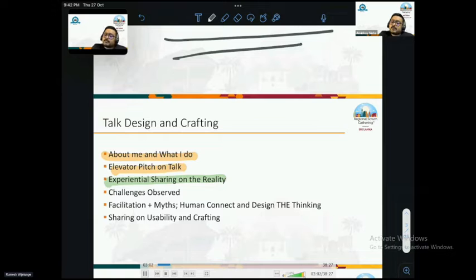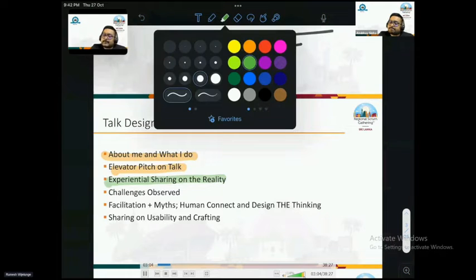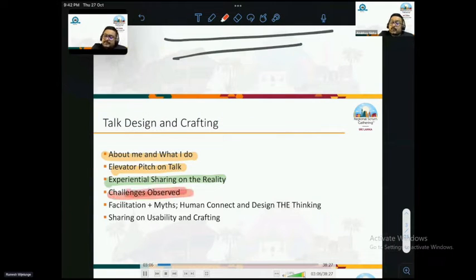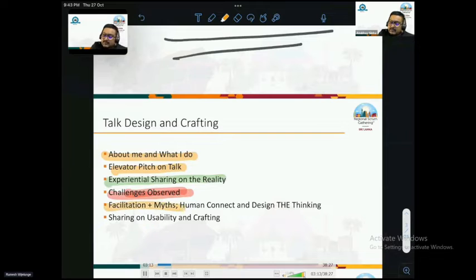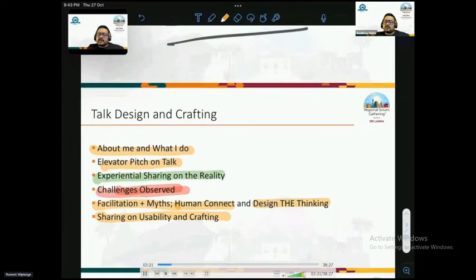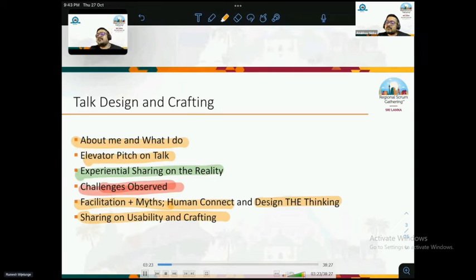And what kind of challenges we have seen, and then we will be moving slowly towards facilitation myths, human connect, and design thinking. These are the three areas we are going to take further. At the last, we will be sharing on the usability and crafting side of this talk.